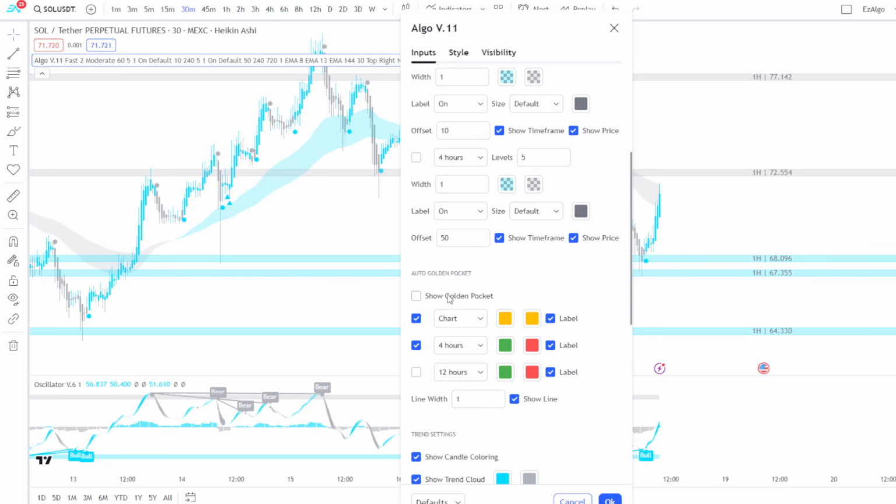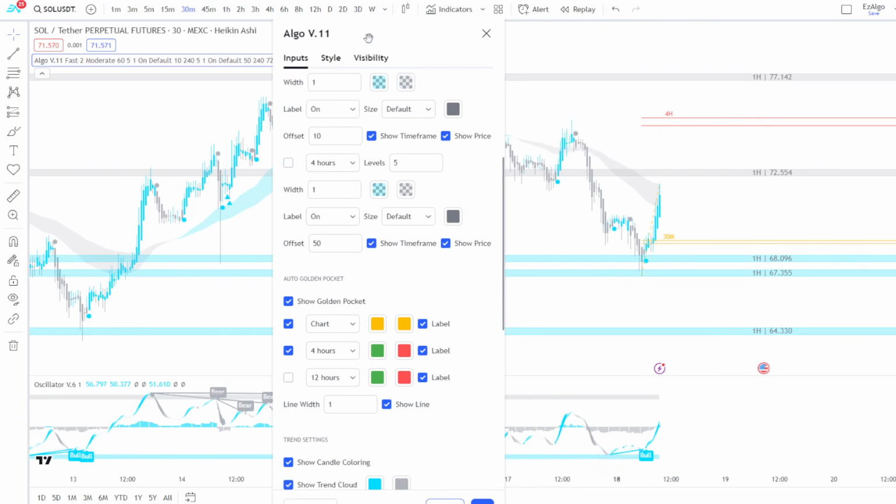All right, below that, we have the auto golden pocket. Now, you guys know I love incorporating the golden pocket into my trading strategies. It is one of my main trading strategies. Essentially with this, what you're looking for is confluence. So if I see that I have a golden pocket lined up with a support or resistance level that I'm looking to take a trade at, it gives me even more confidence to take a trade once price approaches that level.